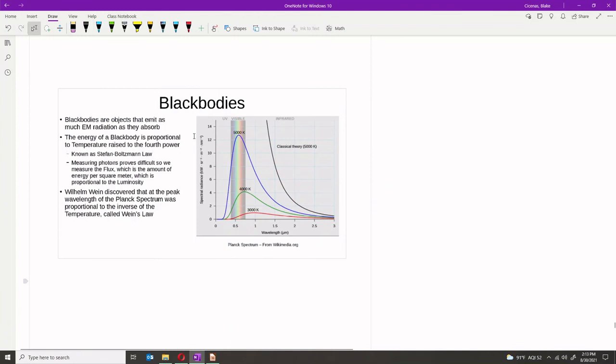Then I won't get into too much detail, but there's one very interesting fact about black bodies. Black bodies are better understood through equations, in my opinion, but basically black bodies are objects that emit as much EM radiation as they absorb. So they're a perfect black body if they're taking in as much energy as they're putting out, okay? And the energy of a black body is proportional to the temperature raised to the fourth power. That's where the math comes in, which is pretty fundamental to understanding this, so I won't go into this too deep.